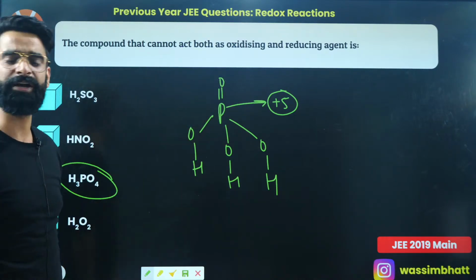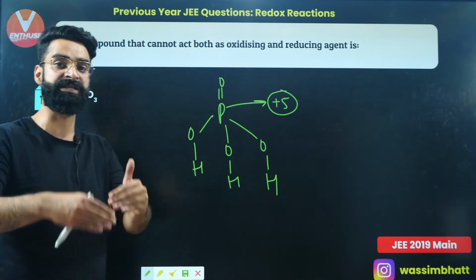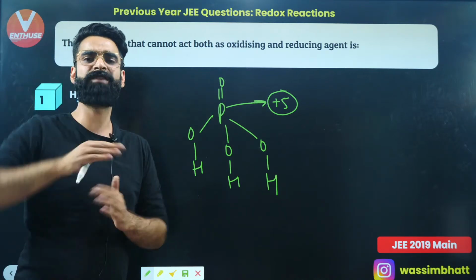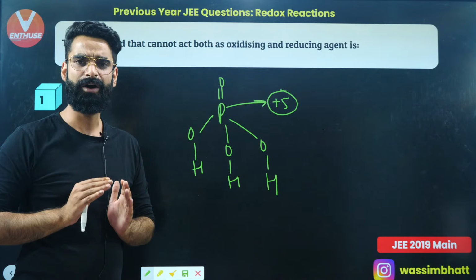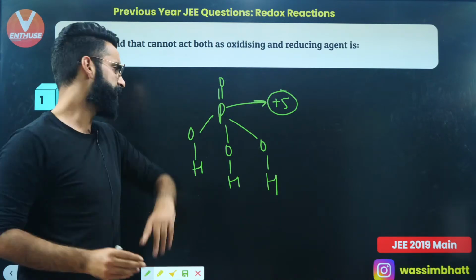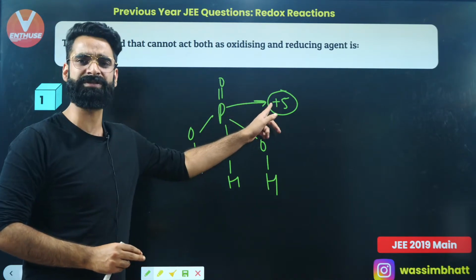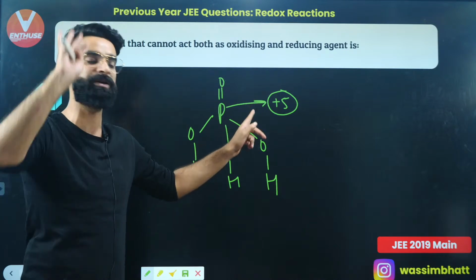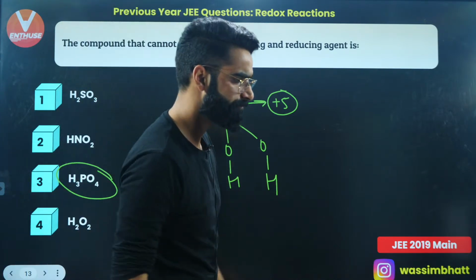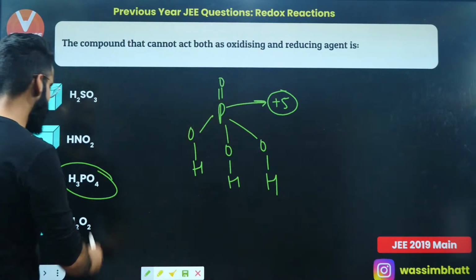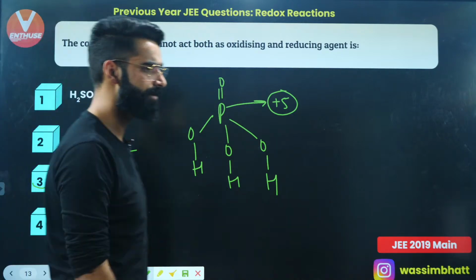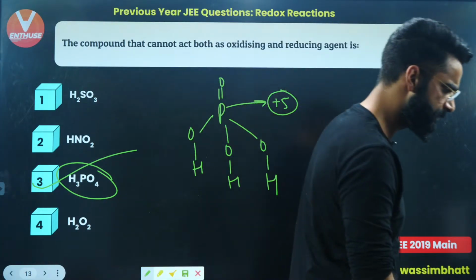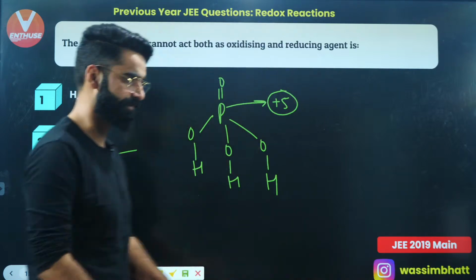This H3PO4 cannot act as a reducing agent, because a reducing agent is the one which reduces others, and itself undergoes oxidation. Oxidation means increase in oxidation state. But phosphorus is already in its maximum oxidation state. It cannot increase its oxidation state beyond +5. So what is going to be the final answer then? It's going to be H3PO4 only. Simple? Absolutely, guys. Wonderful.